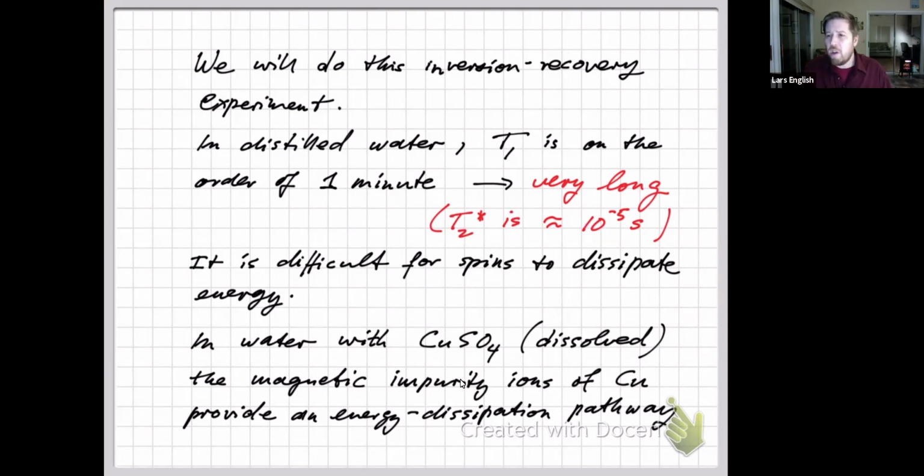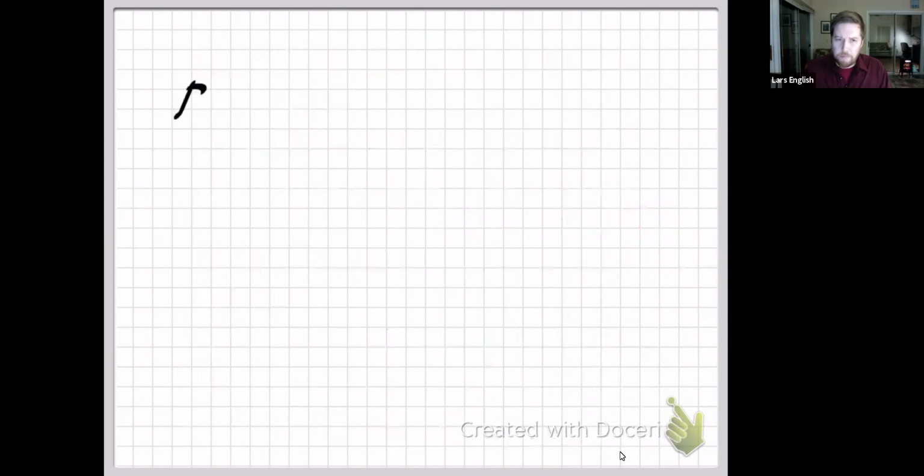Even just a small concentration of magnetic impurity ions can dramatically affect the T1. And that's what we'll see as well in the experiment. So it's a nice way of measuring the purity of water. If you have a way of measuring T1, it is very sensitive to that. And yes, we will see how this T1 gets much reduced in the presence of these impurity ions.